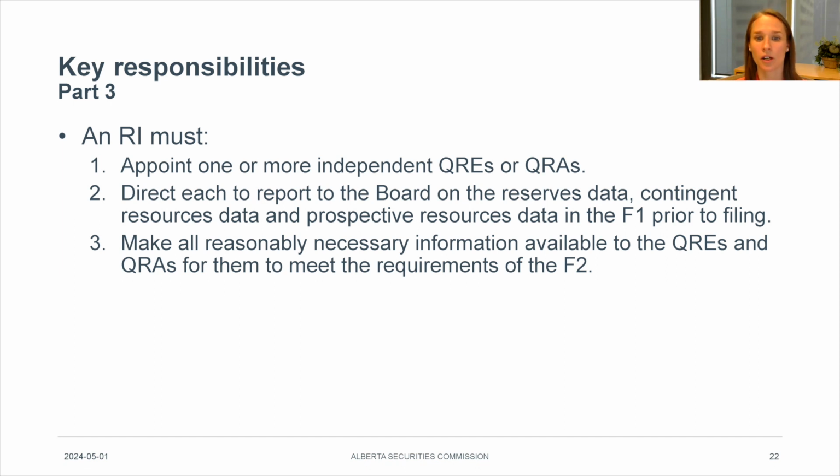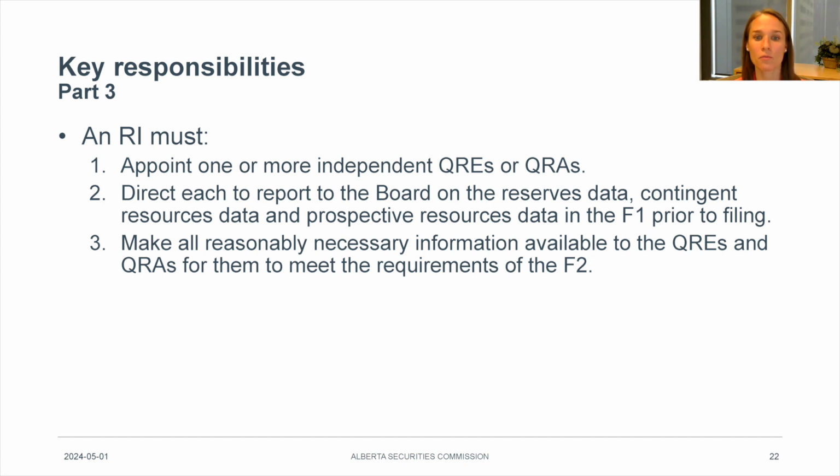Okay, so first, the issuer. So if it determined that it had reserves or it chooses to disclose resources other than reserves, as at the last date of the most recent financial year, the reporting issuer must appoint one or more independent qualified reserves evaluators or auditors. It also must direct each of these independent evaluators or auditors to report to the board of directors on the reserves data, contingent resources data, or prospective resources data that will be contained in the F1. Key point here, this meeting between management, the directors, and the evaluators or auditors, this occurs prior to the issuer filing the F1.